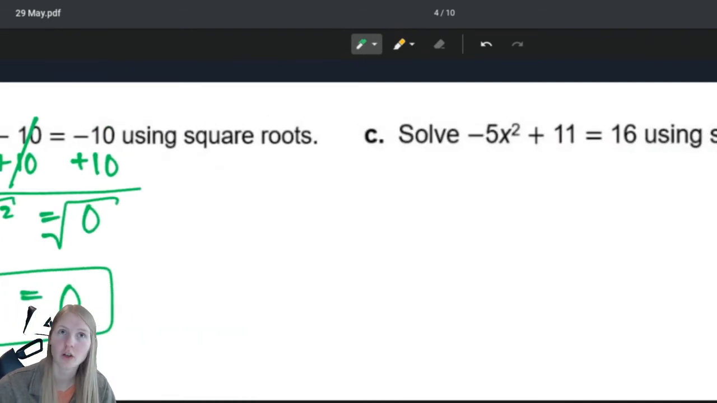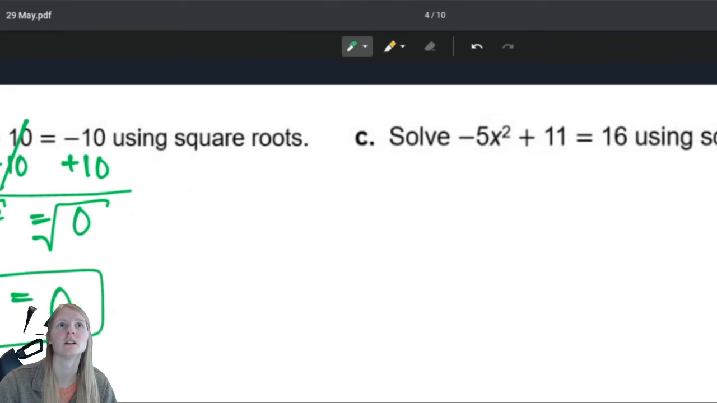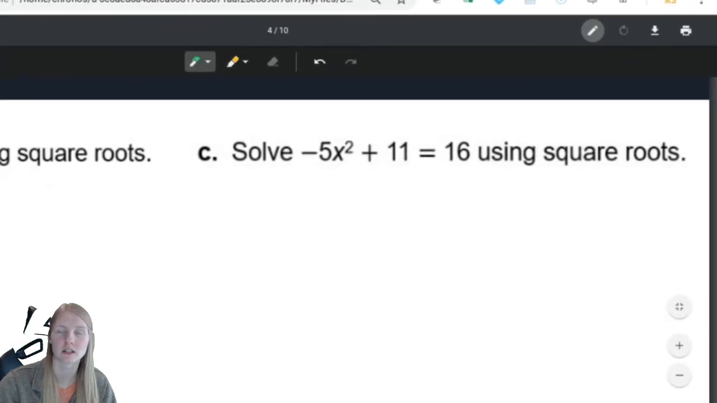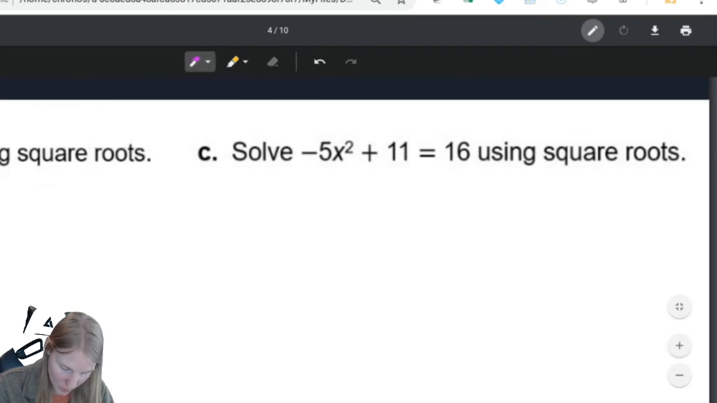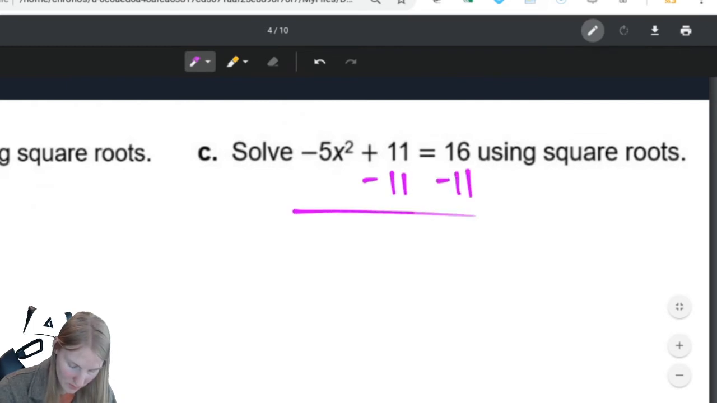Okay, let's move on to C. I'm going to move it so y'all can see it. There we go. We're going to move on to question C in a different color. So now we're solving this equation using square roots. Remember, I need to get x by itself. So first thing, I'm going to subtract 11 from both sides. Bring down the negative 5x squared. 16 minus 11 is 5.